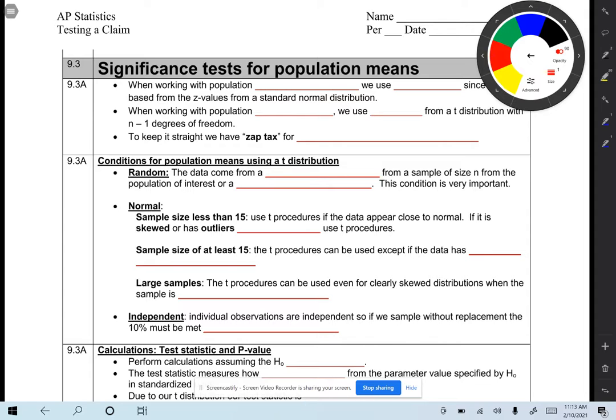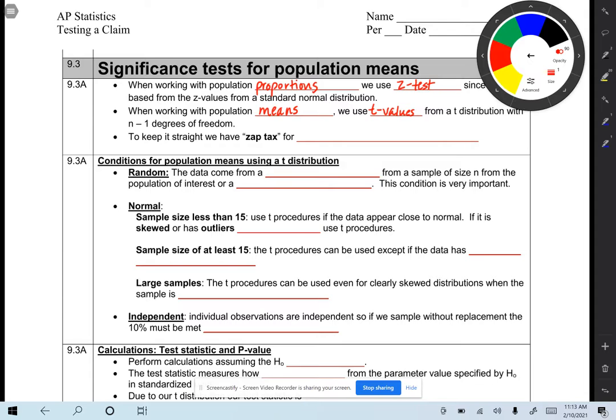When working with population proportions, we used a z-test, since they are based on the z-values from a standard normal distribution. When working with population means, however, we use t-values. So t-statistics, t-tests, and t-distributions form a t-distribution with n-1 degrees of freedom.